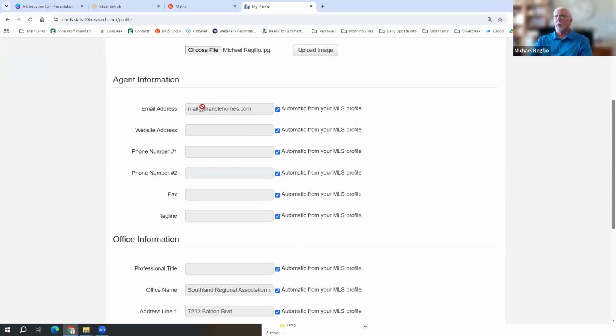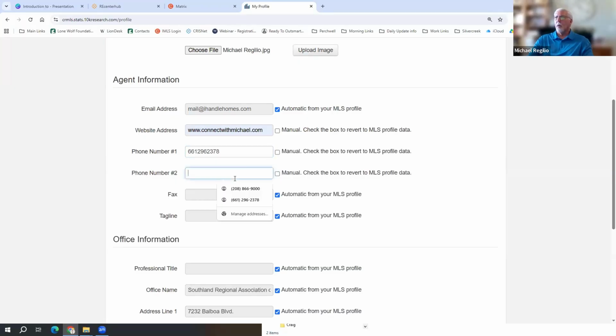And then we come down here and it's going to automatically load the information that's in your MLS profile. Mine is blank because I'm using a training account. But if there's an email here that you want to use something different, or if you want to put in your website that's something different, you can uncheck the automatic and put in the information. So you can change all of this up.